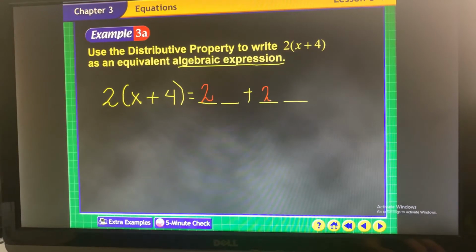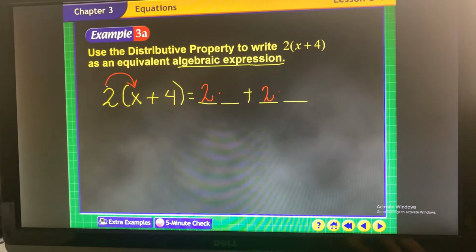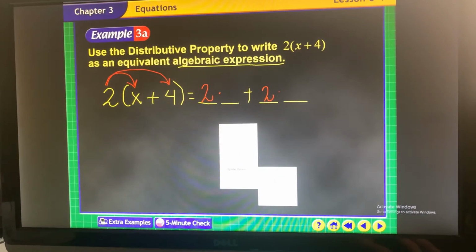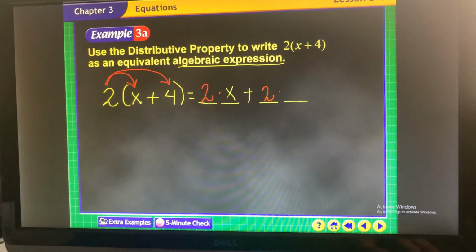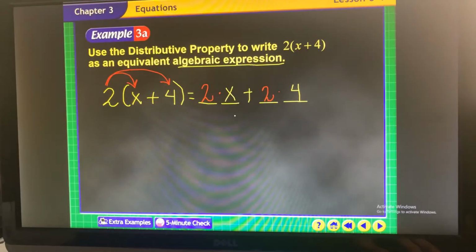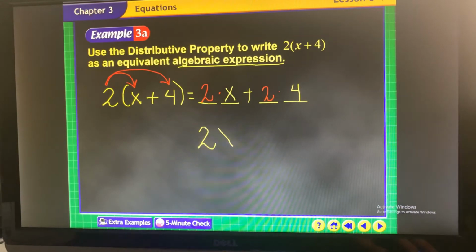They're in the front. It's always multiplication because remember it's 2 times this and 2 times that. So go back and grab my yellow. So 2 times x plus 2 times 4. That's the equivalent expression. And then simplifying it would be 2x plus 8. And you're done.